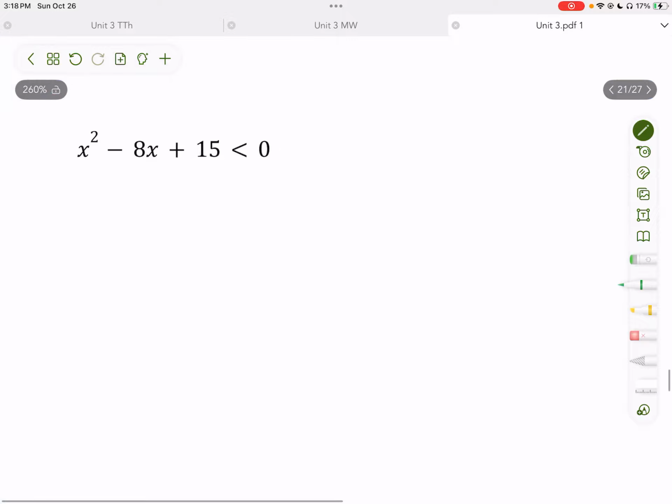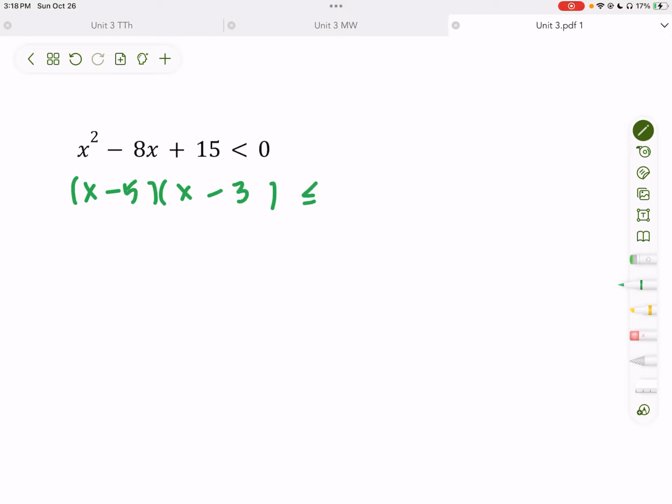Moving on to the next one, this one's a quadratic, so we can immediately go into factoring. So we have x. See, we're multiplying to get 15, adding up to -8. So I'm thinking -5, -3, which means on our number line, we'll have a 3 and a 5.